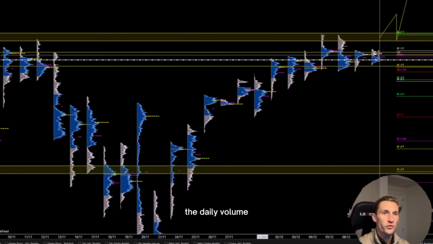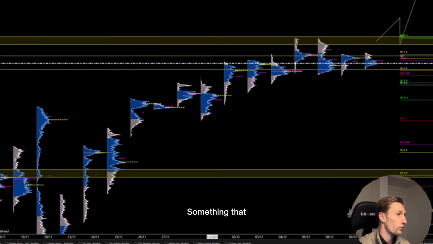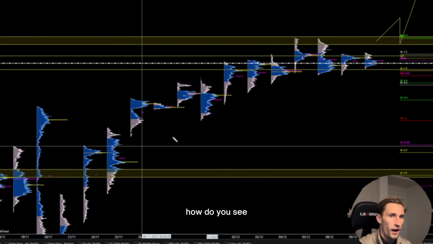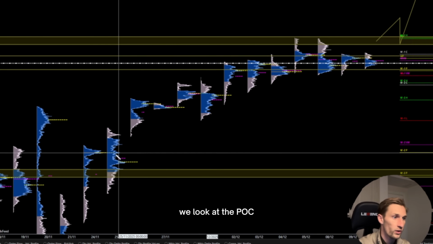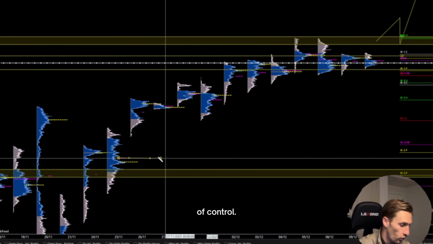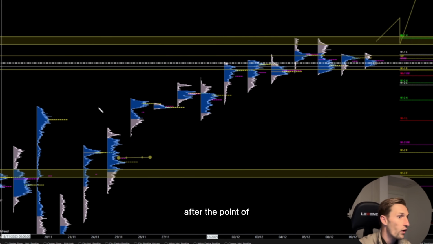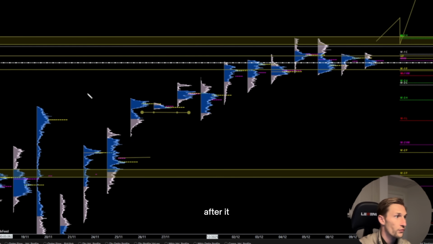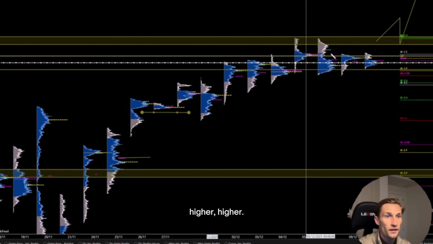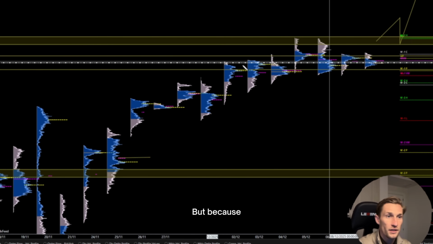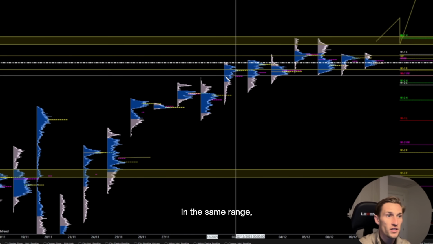We see here the daily volume profile of the cash sessions. This is something that Fabio explained. And how do you see if we are in an uptrend or in a downtrend? Well, we look at the POC, the point of control. And as you can see, the point of control is here, and then the day after the point of control is here. And the day after it's a little bit lower, and then the day after it's higher, higher, higher, higher. But because all of these value areas are quite in the same range, what can we do?